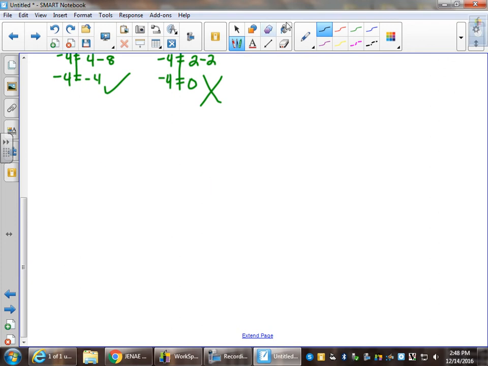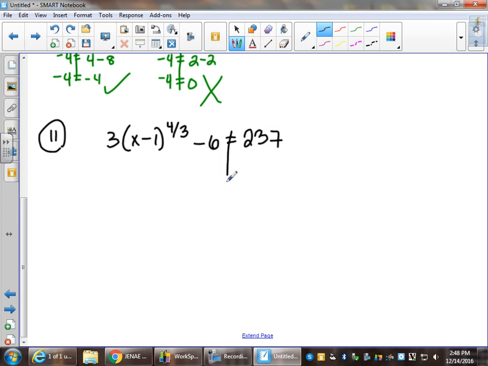Number 11. 3 times x minus 1 to the 4/3 minus 6 equals 237. Go ahead and press pause. Work on this one on your own, and then come back and we'll compare our answers.